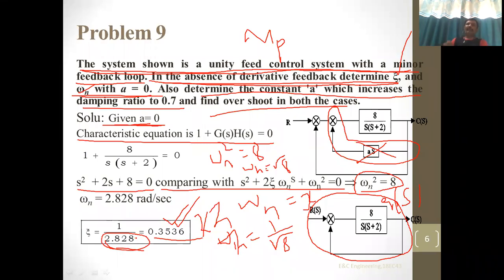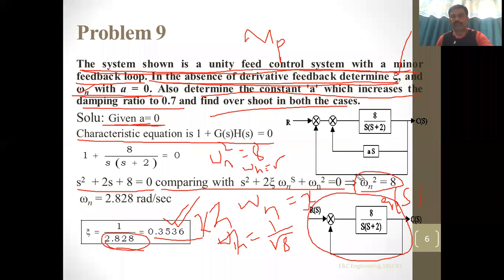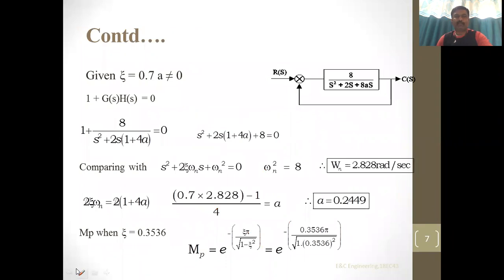Second case, we need to determine the constant a which increases the damping ratio to 0.7. Here, with the xi value 0.7 given directly, we need to determine the constant a by taking this loop into account. First I shall simplify this block, is it okay? Later I need to simplify this. Next step, with a not equal to 0 and xi is equal to 0.7.